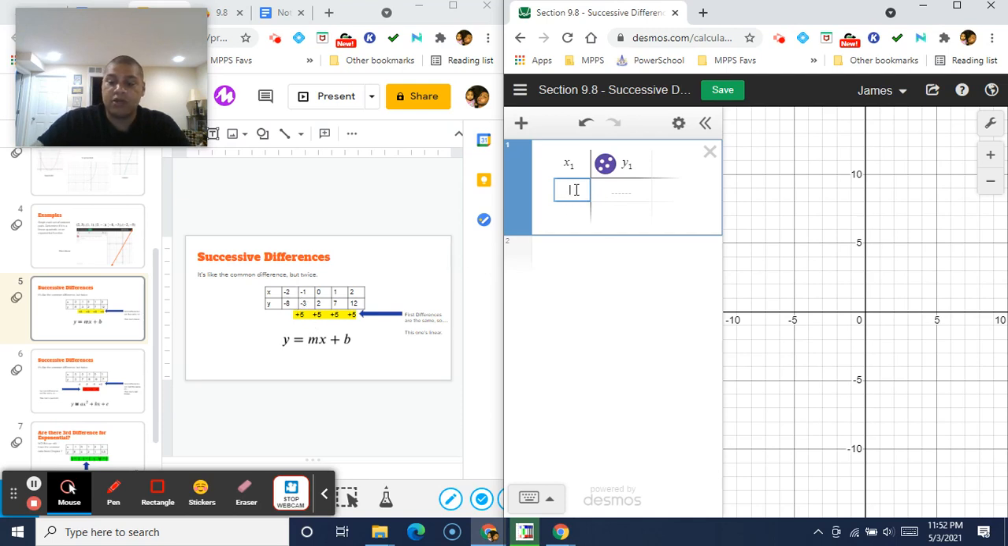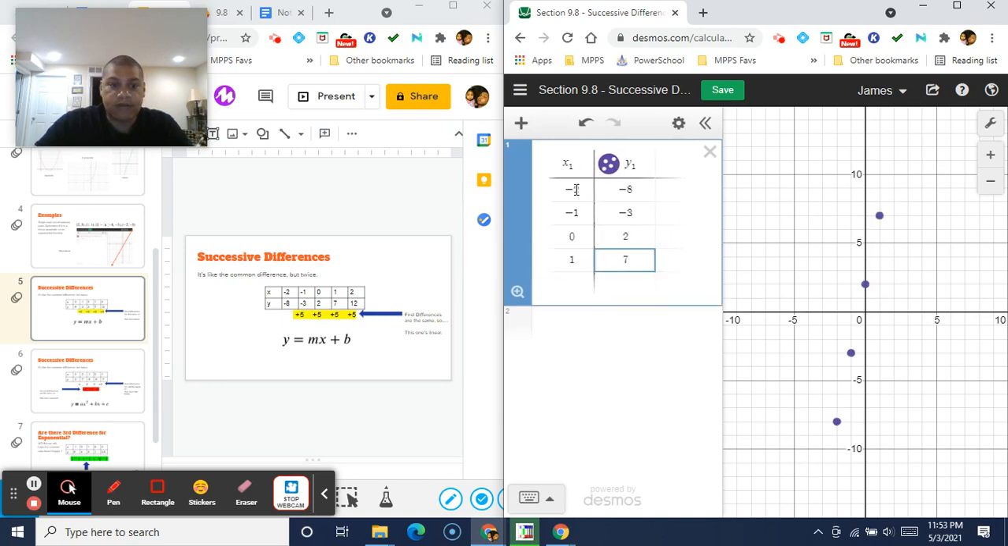So my x values: -2, tab, -8, there's my first pair; -1, -3; 0, 2; 1, 7; and 2, 12. Okay, there are the 5 points that the problem gave me from the table. We've already determined it's linear by looking at the first differences. Now we're looking at the points that are getting plotted, and that's also showing us this is going to be linear based on the shape.